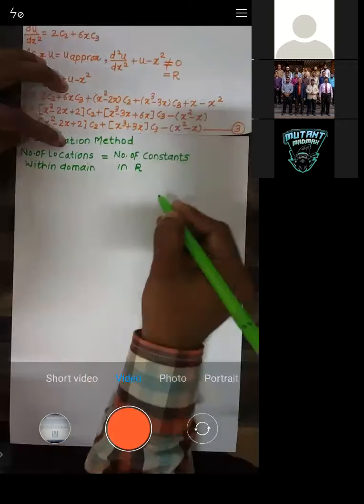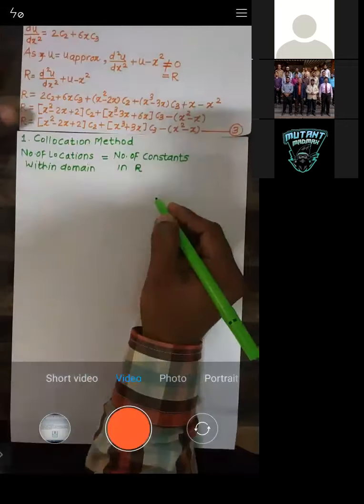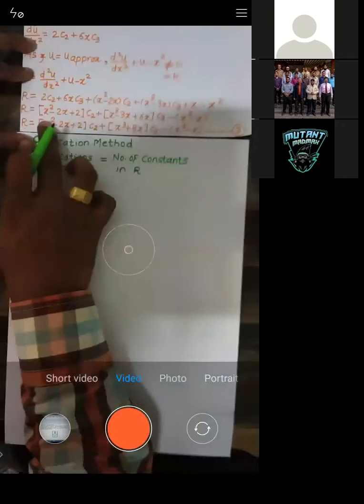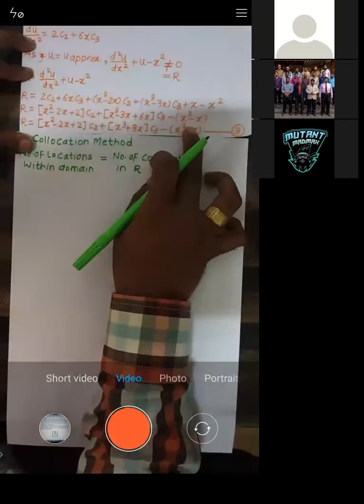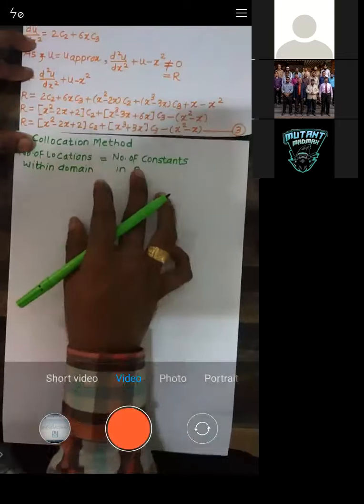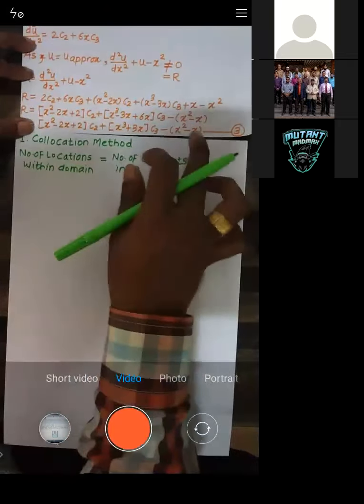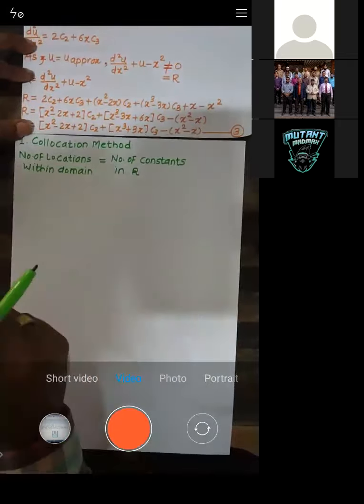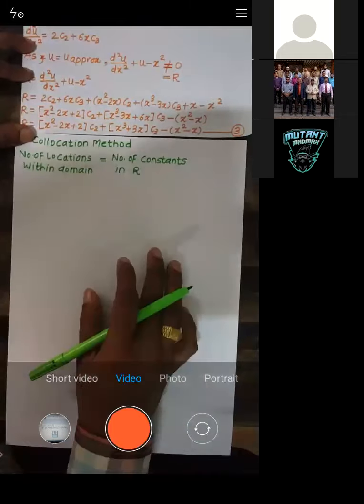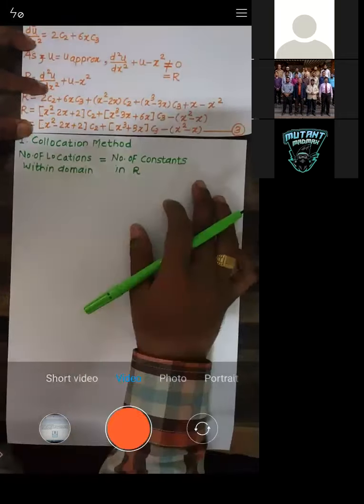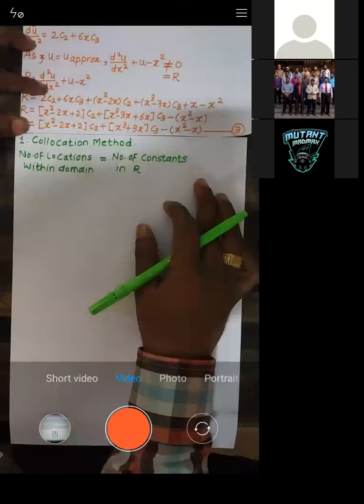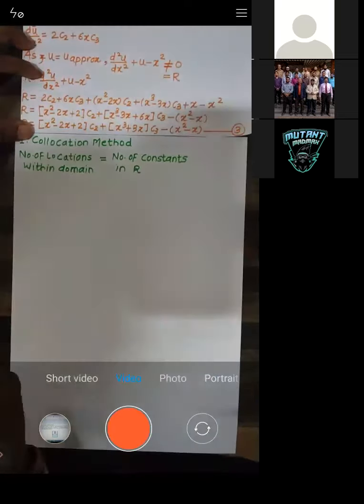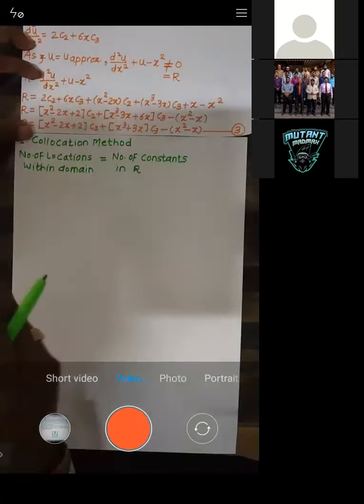Try to understand. We need to solve this equation now, right? In order to solve this equation, you can see it has two constants. A single equation with two unknowns you are not able to solve, right? So for that, we require two equations. If we have two equations with two unknowns, then such equations we can solve.